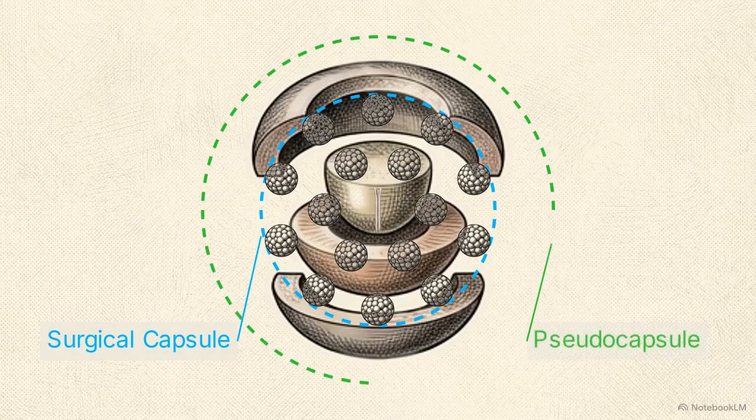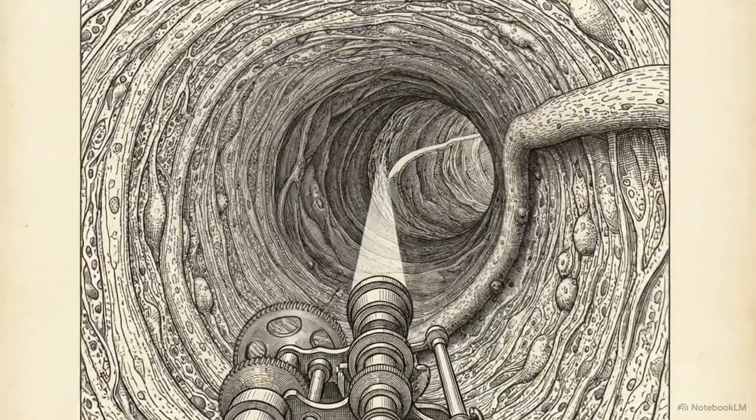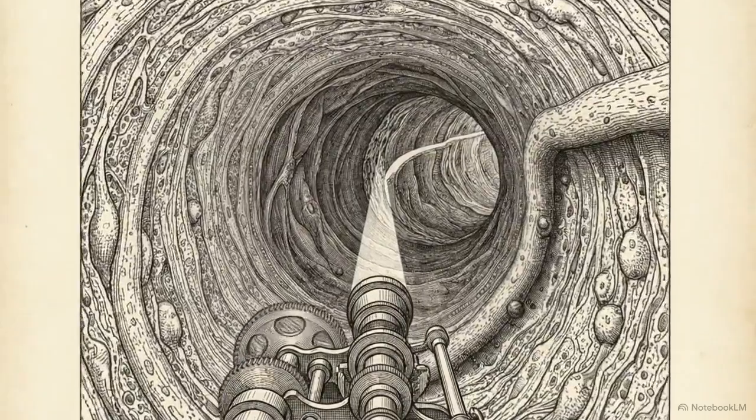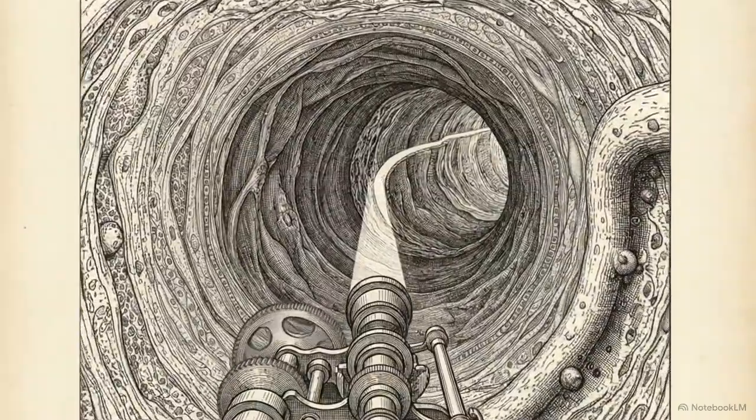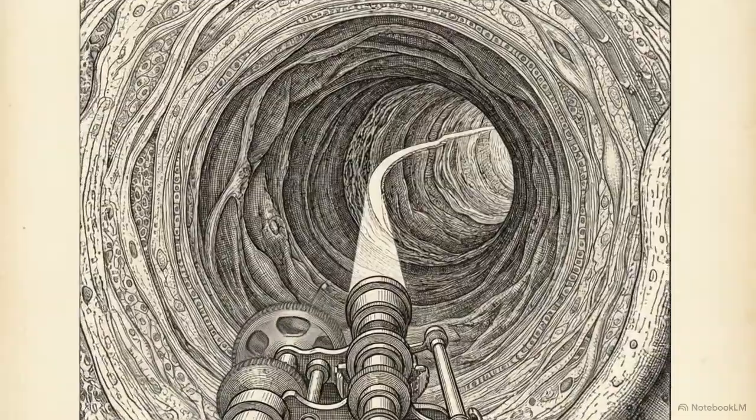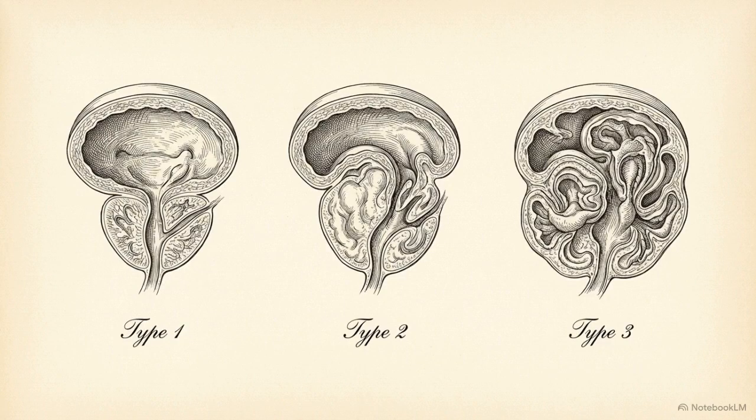It is vital to distinguish this inner surgical capsule from the outer pseudocapsule. Advanced enucleations, like the HoLEP procedure, trace this inner surgical capsule to core out obstructing tissue, while leaving the outer peripheral zone intact. The distribution of these expanding lobes determines the severity of the mechanical obstruction.